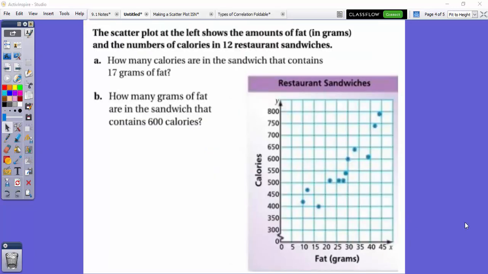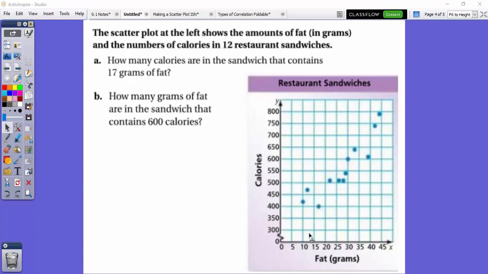Now we're going to use a scatter plot to look for some information here. It says the scatter plot at the left shows the amount of fat in grams and the number of calories in 12 restaurant sandwiches. So the scatter plot's down here. You can see grams of fat on the x-axis, calories on the y-axis, and each of these points represents one of those sandwiches. So question A, how many calories are in the sandwich that contains 17 grams of fat?